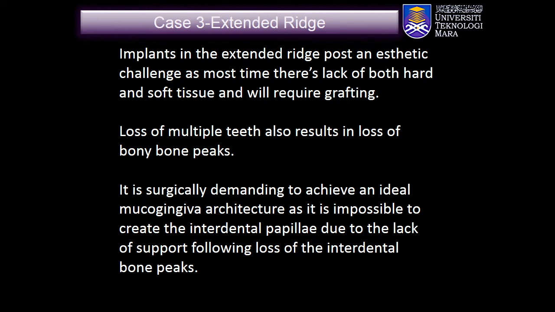Now, we will go through the final example of an aesthetic risk factor, the width of the edentulous span. Implants in the extended ridge pose an aesthetic challenge as most of the time there is lack of both hard and soft tissue and will require grafting. Loss of multiple teeth also results in loss of bony peaks. It is surgically demanding to achieve an ideal mucogingival architecture, as it is impossible to create the interdental papillae due to the lack of support following loss of the interdental bone peaks.